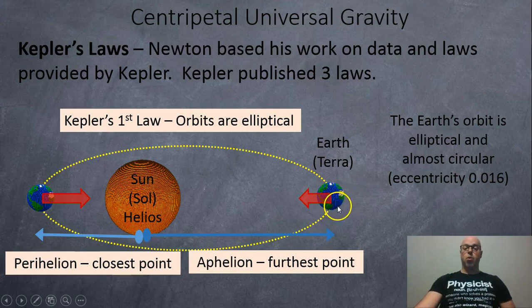When it's furthest away, that's the aphelion, and when it's closest, the perihelion. And where does helion come from? Well, it comes from Helios, which is the other name for the Sun, also known as Sol.